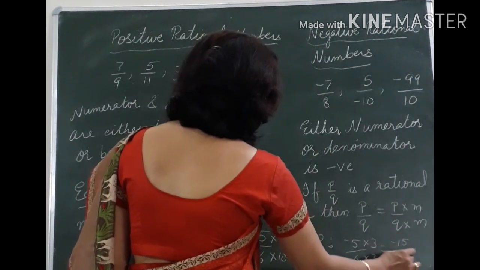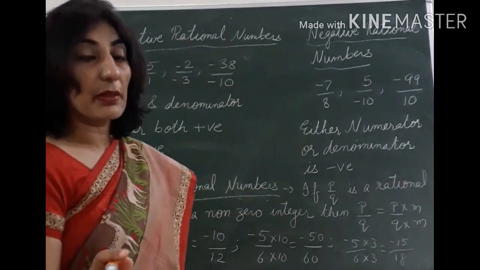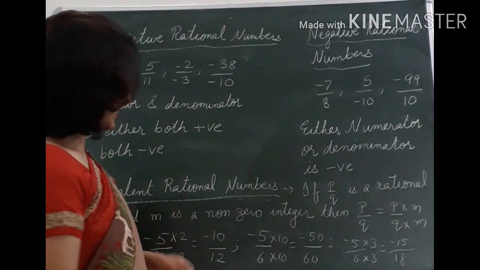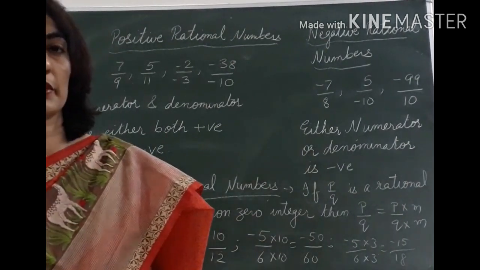So any number you can take and multiply the numerator and the denominator by the same number, but you have to keep in mind it should be non-zero, means it should not be 0. Other than 0, any number we can take and find the equivalent rational numbers.